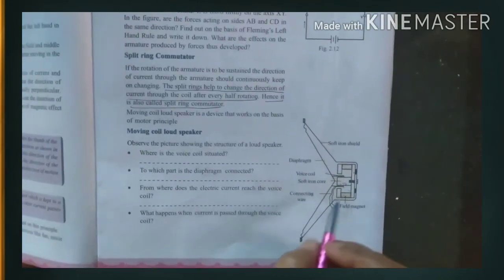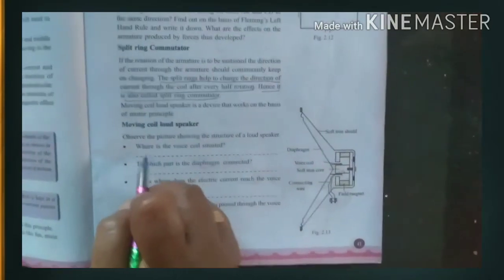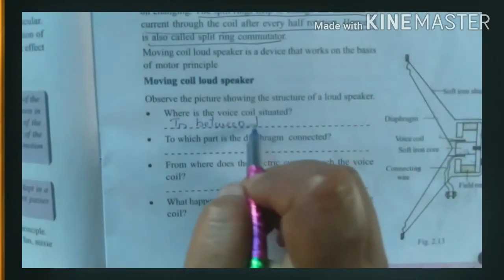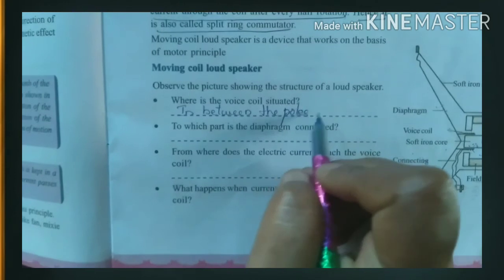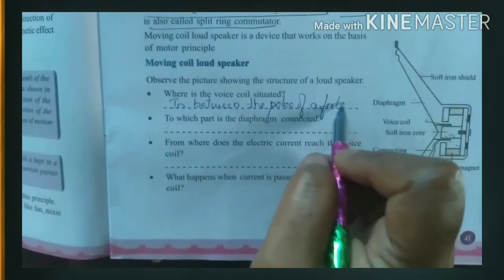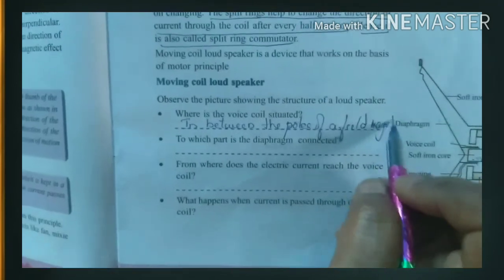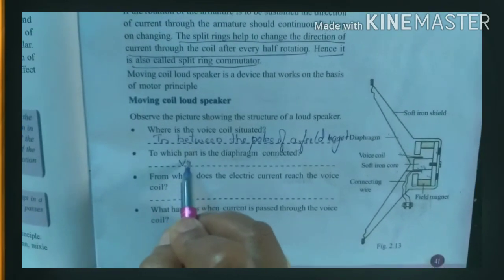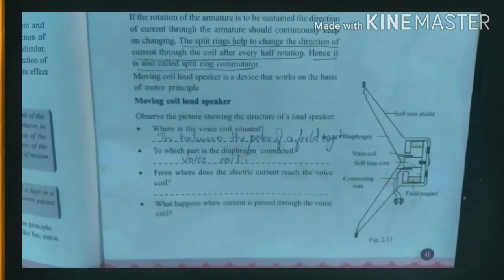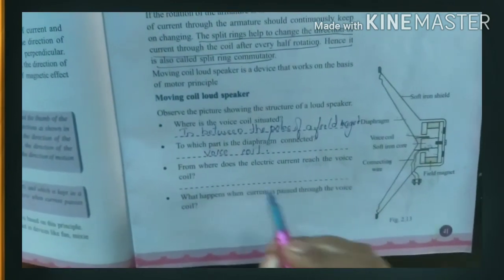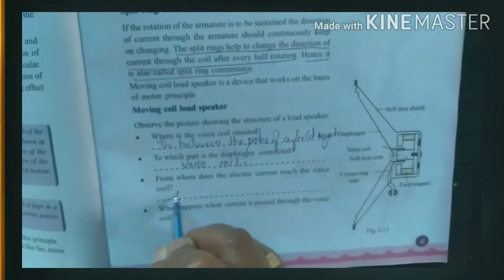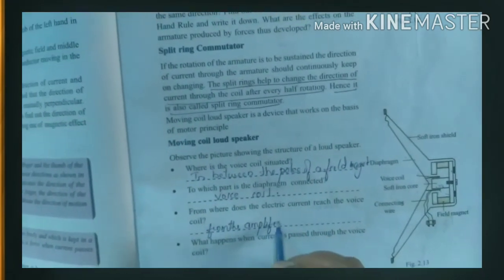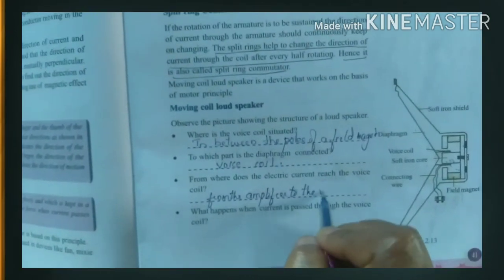Now we will complete the questions here. Where is the voice coil situated? So what will you write there? In between the poles of a field magnet. Then, to which part is the diaphragm connected? The diaphragm is connected to the voice coil. From where does the electric current reach the voice coil? From the amplifier to the voice coil.